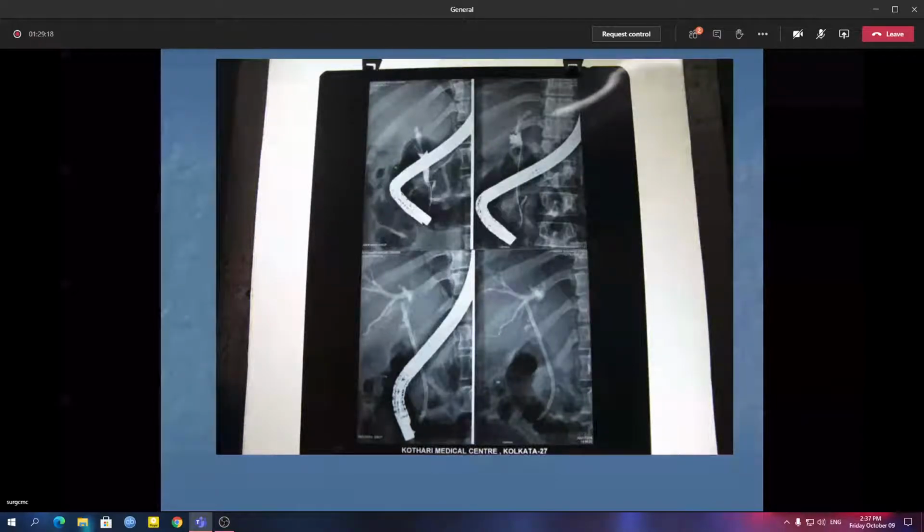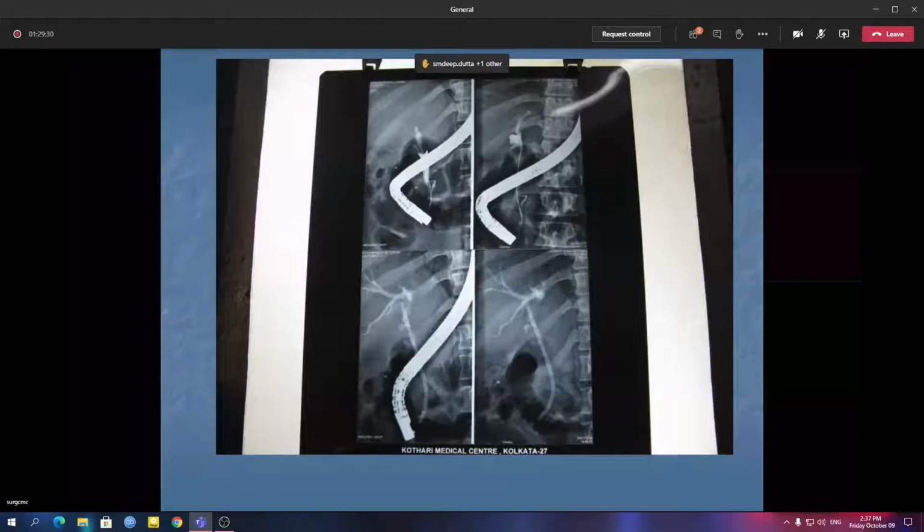The choledocoscope has now come out. Generally, the scope that comes out of the ERCP and enters the CBD does not have a camera. It only has the capability of pushing a dye to visualize by contrast and doing some therapeutic procedures.